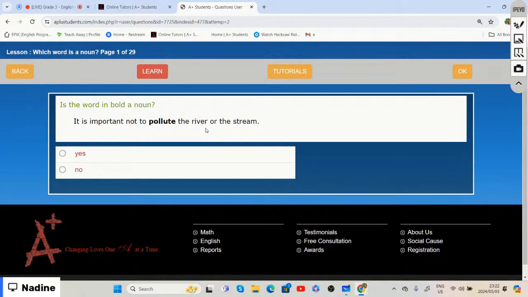So it is important not to pollute the river or the stream. So the word pollute, is that word a noun or is it not a noun? If we look at that sentence, it says it is important not to pollute the river or the stream. If we look at the word pollute, what is pollute? Is pollute a noun, verb, adverb, adjective? What is it?